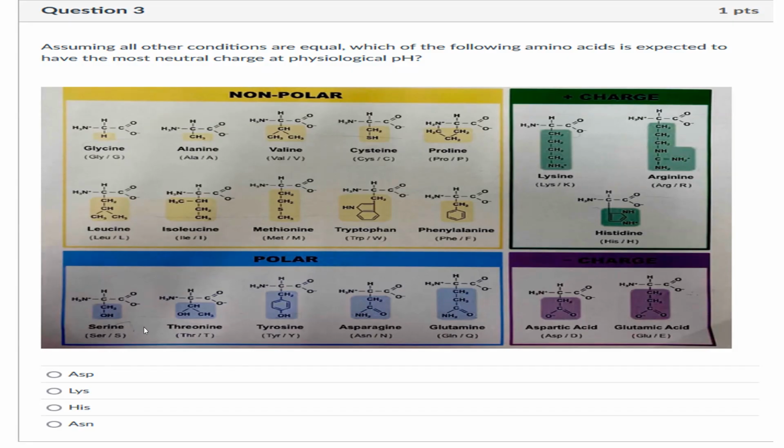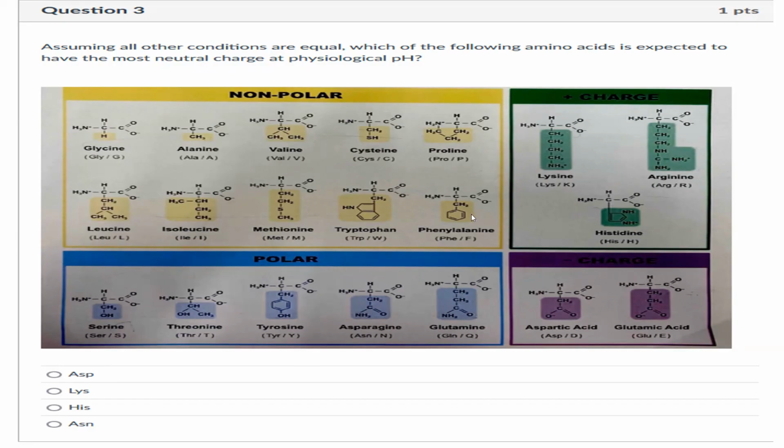The zwitterions are dipolar. These are amino acids that are dipolar, but they cancel out, and the remaining R group will be neutral. So this is an example of a zwitterion. Aspartate, no, that is going to be negatively charged. That's not going to be neutral.